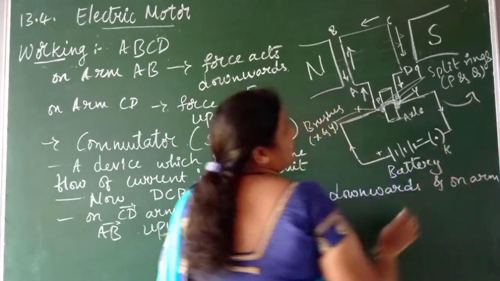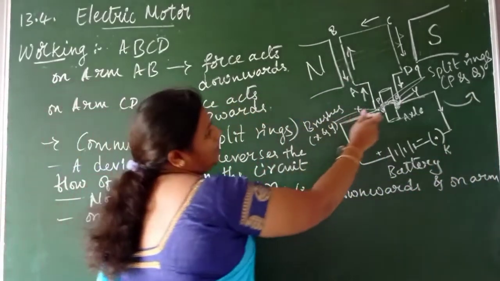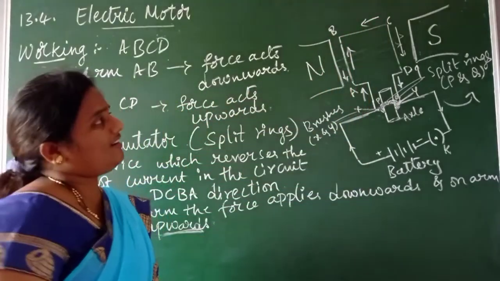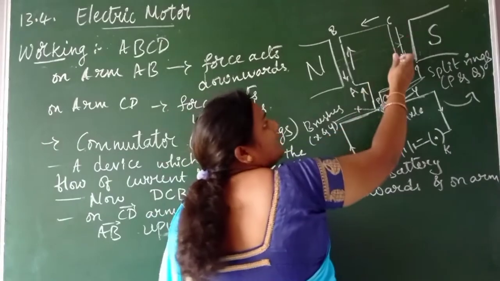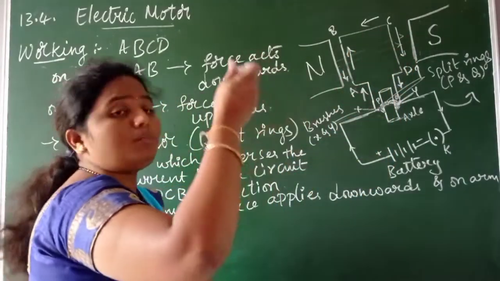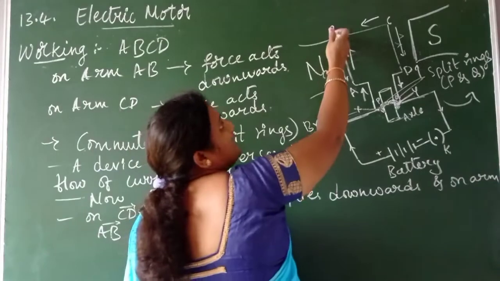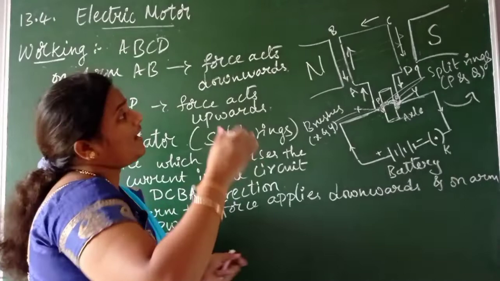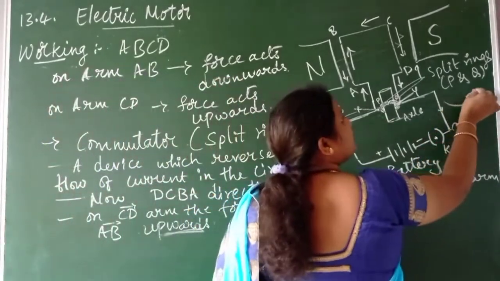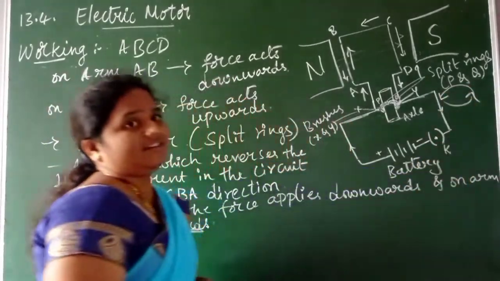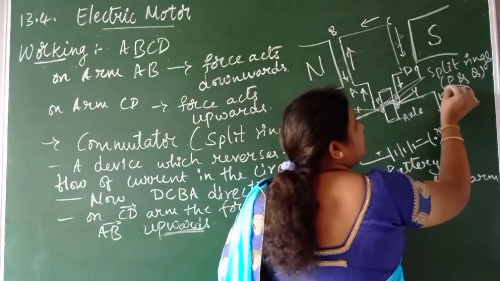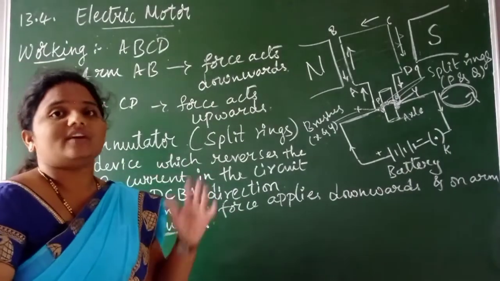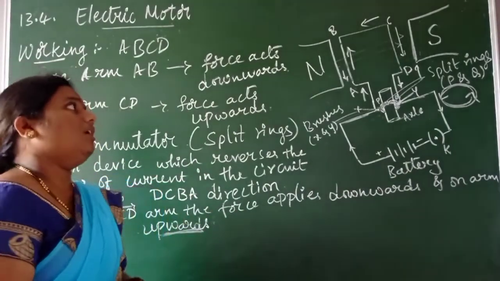Anti-clockwise. But with the help of this commutator, there is a reversal of current that takes place. The coil which has moved initially upwards is now moving downwards, and similarly the coil which has moved initially downwards is moving upwards. It means a complete rotation will occur. It means that now complete rotation is possible with the help of a commutator in case of an electric motor.